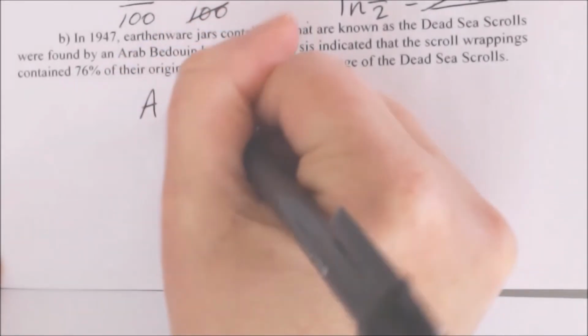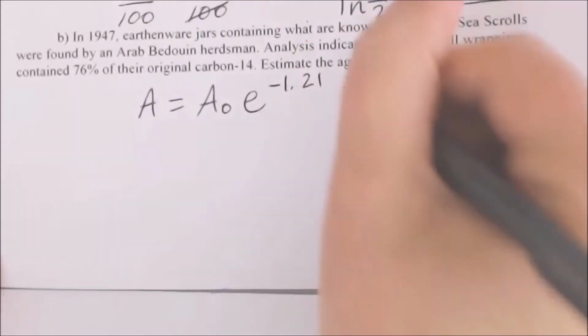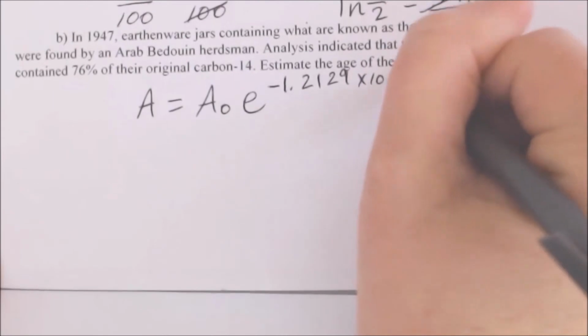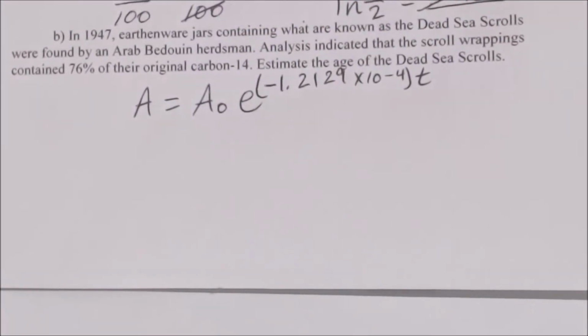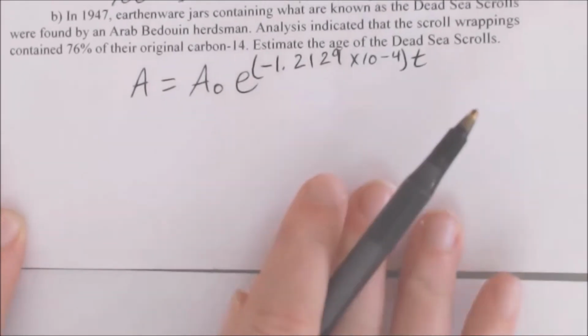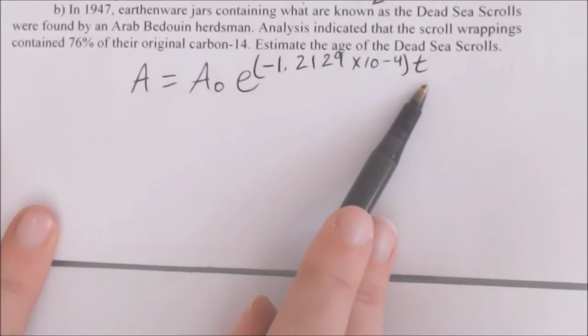So let me write my model again. A equals A naught e to the negative 1.2129 times 10 to the negative fourth t. So this is the model, okay? So here's the deal. We don't know the initial amount of carbon that was in these Dead Sea Scrolls. Because they gave me a percentage of whatever the original amount was, it's not going to matter what I use for the original amount. I can put in a value here for A naught, the other side is going to contain 76%, and that's what we're going to use to solve for t.